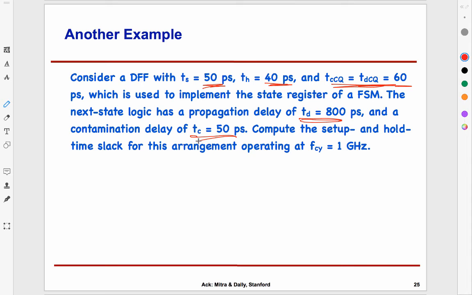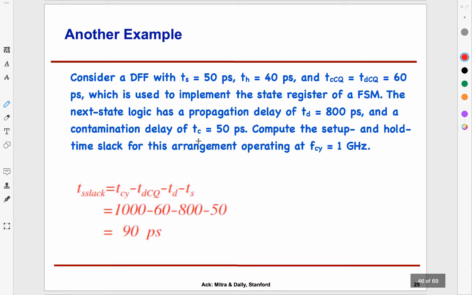By slack we mean how much margin we have. How much can I increase the setup time and still be okay, and how much can I increase the hold time and still be okay? One thing hopefully you have realized is that a good flip-flop is one which has a short setup time and a short hold time, right? Because that imposes the least constraints on our design. So let's go to this one.